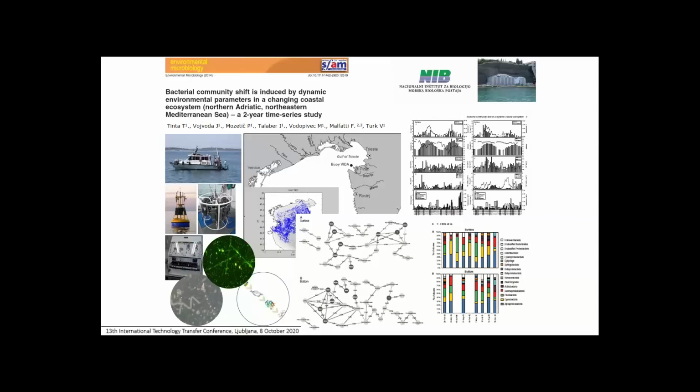We also showed the importance of water mass movements, both as the source of freshwater-borne nutrients and at the same time of allochthonous microbial taxa, meaning taxa that are otherwise not so commonly observed in marine systems, but are brought to the system via freshwater discharges. And these taxa can even be potentially pathogenic.